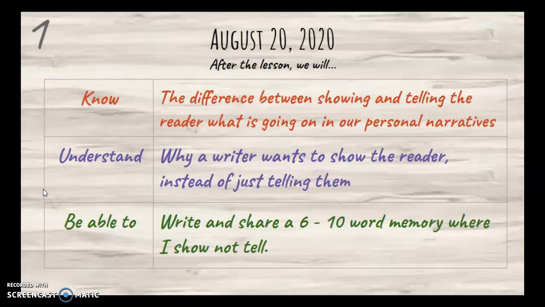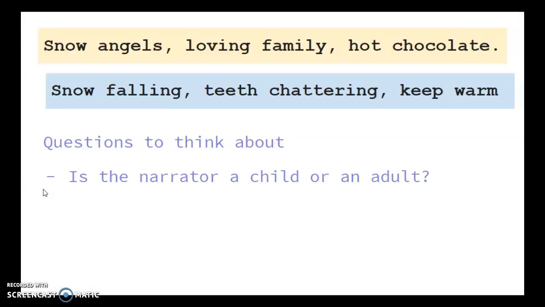The objective here is that we are going to know the difference between showing a reader and telling the reader what is going on in our personal narrative. We're going to understand why a writer wants to show the reader instead of just telling them, and we are going to be able to write and share a 6 to 10 word memory where I show and not tell. So here's 2 different 6-word memories. Snow angels, loving family, hot chocolate. Snow falling, teeth chattering, keep warm.